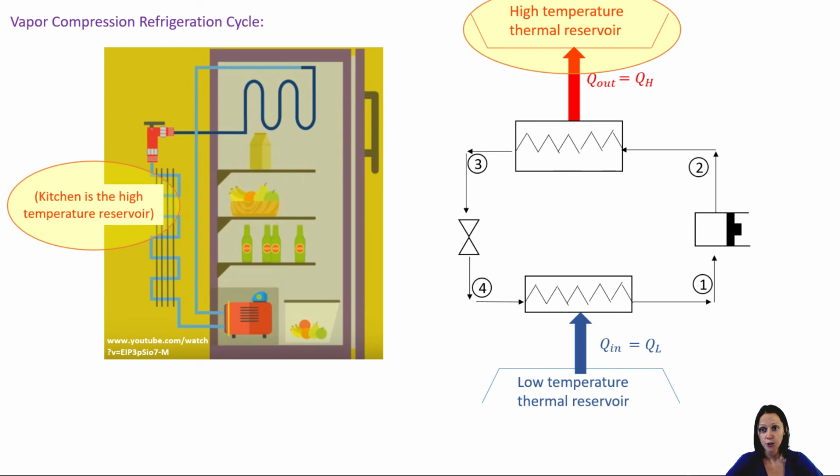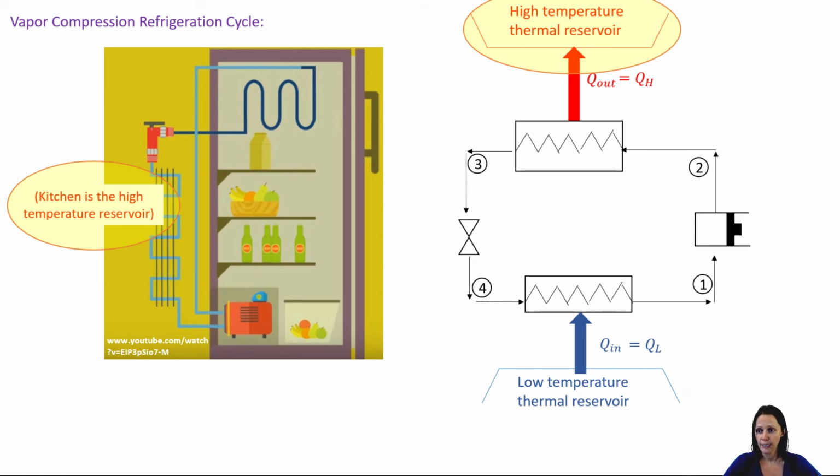The kitchen is your high temperature reservoir. And what we're going to do is, in a second, look at the video on the left-hand side, and look at the path of the refrigerant as it flows through that loop. So it's starting out in the refrigerated space. It's starting out on this video from state 4 to 1. It's passing through the low temperature reservoir, and it's going through the evaporator.